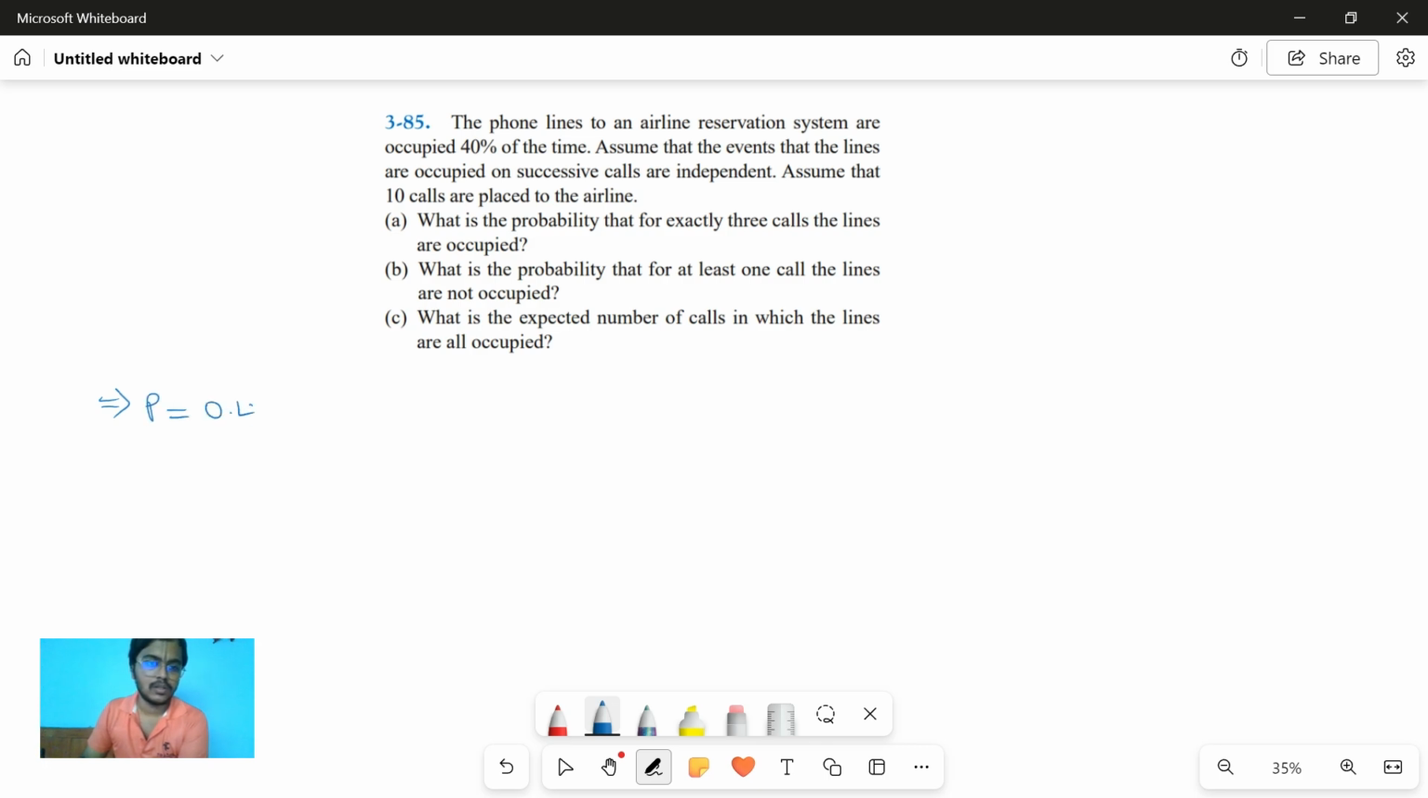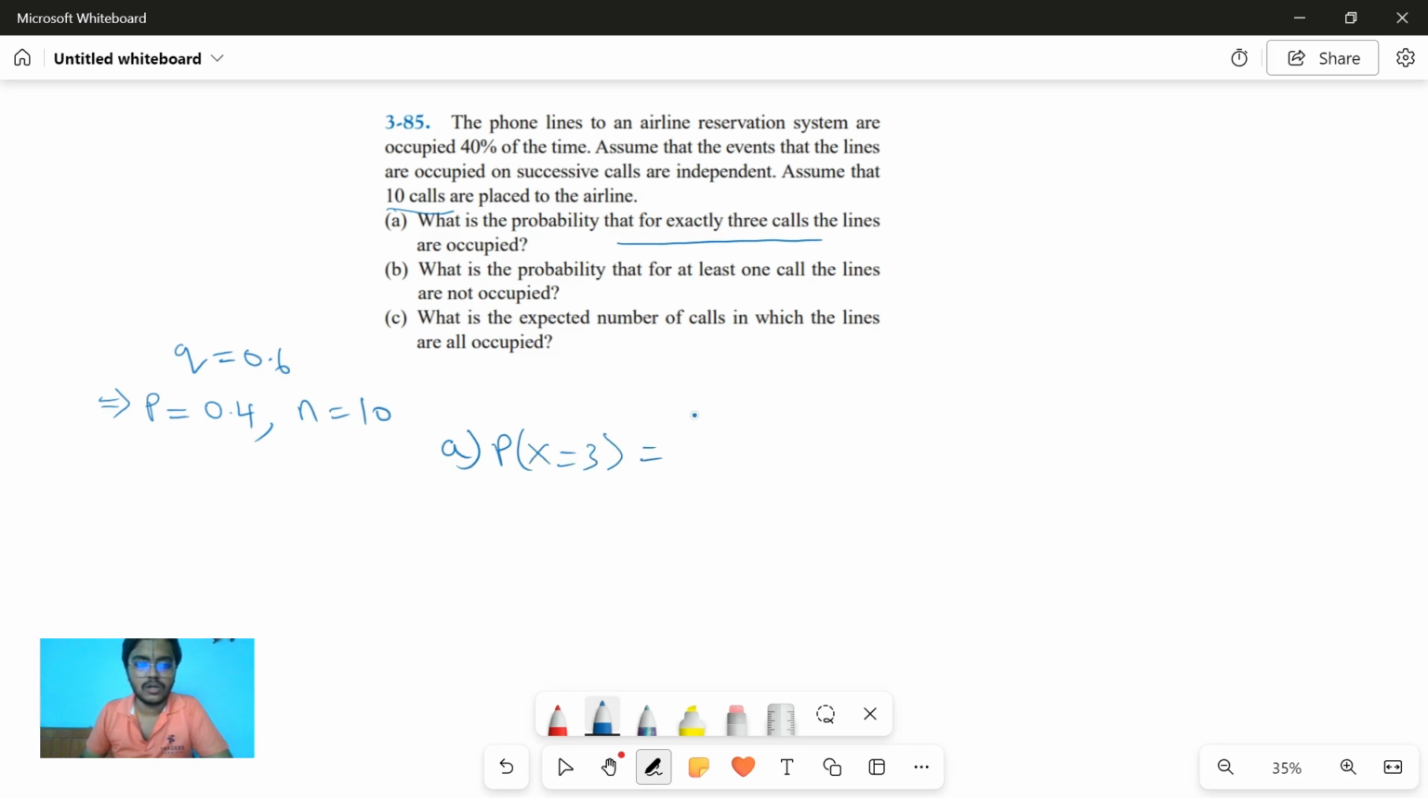Okay. Now, there are 10 calls placed. That will be n. Q is 0.6, 1 minus 0.4. Now A part is, what is the probability that for exactly 3 calls, which means your random variable will be that the lines are occupied, and the probability that lines are occupied is 40% generally. Now what is the probability for exactly 3 calls the lines are occupied? So out of 10 calls placed, 3 calls are occupied. What does that mean? P of X equal to 3.